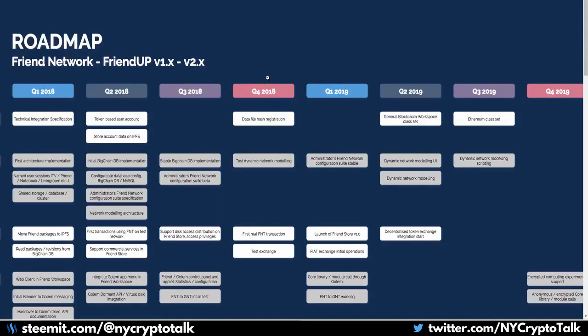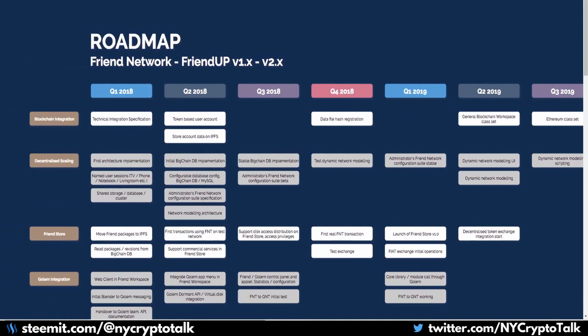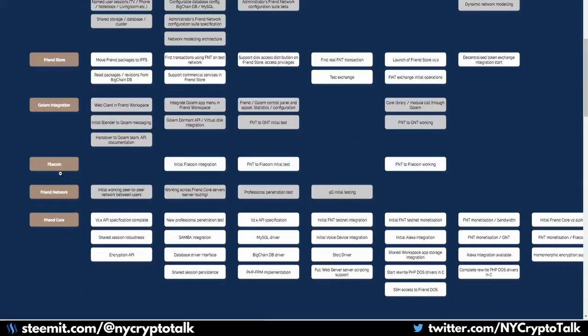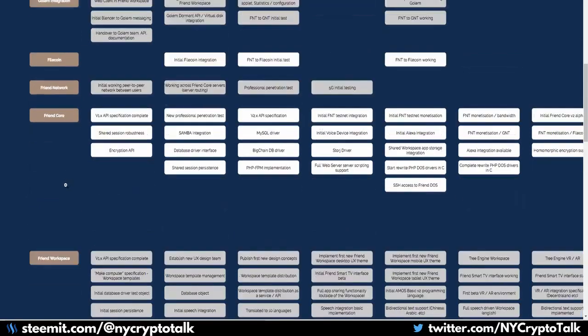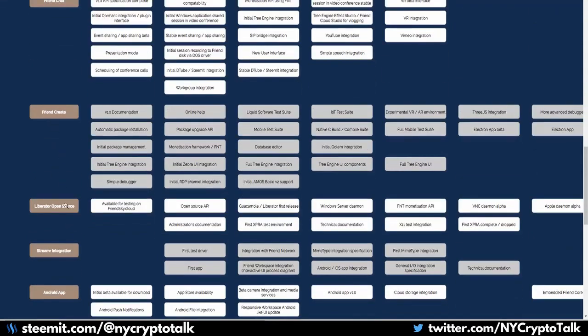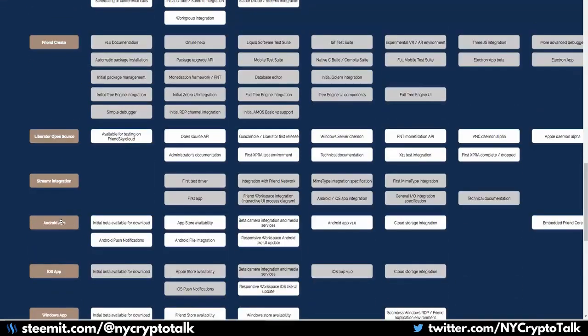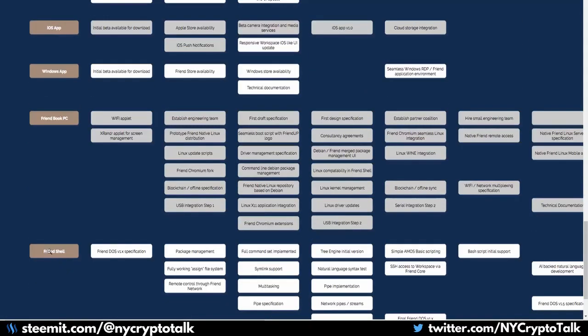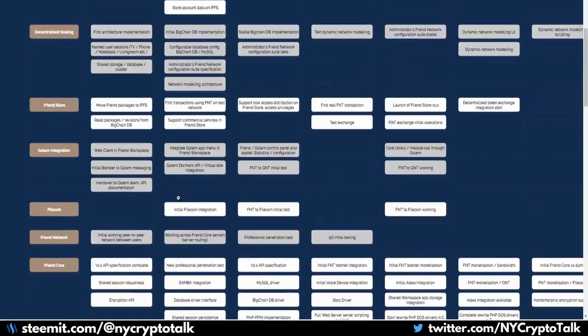Looking at their enhanced roadmap here, you can see the actual details of their roadmap, and they go down into blockchain integration, decentralized scaling, the Friend store, the Golem integration, Filecoin, Friend network, Friend core, Friend workspace, Friend chat, Friend create, Liberator open source, streamer integration, the Android app, the iOS app, the Windows app, the Friend book app, the Friend shell. And then they go into each quarter.